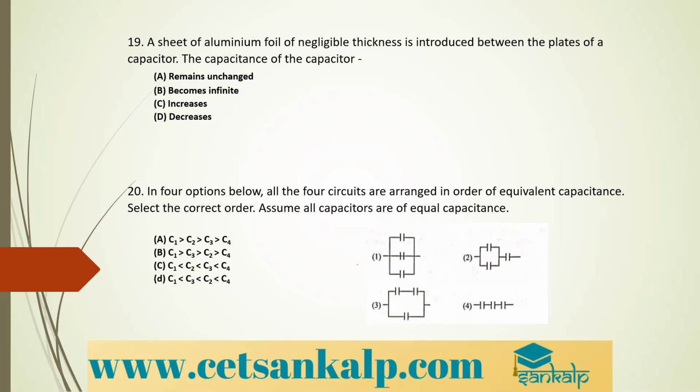Okay, then the next question is, in the 4 options below, all the 4 circuits are arranged in order of equivalent capacitance. Select the correct order. Assume all capacitors are of equal capacitance. So here, 4 capacitor arrangements are given. You can see the picture. They are arranged in a particular order, so we need to select the correct order here.